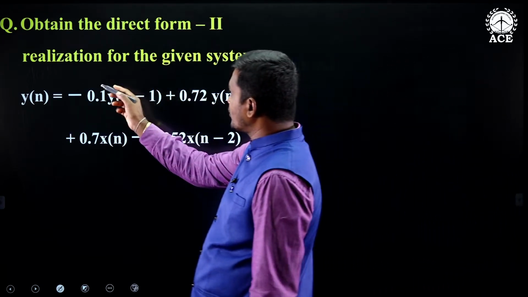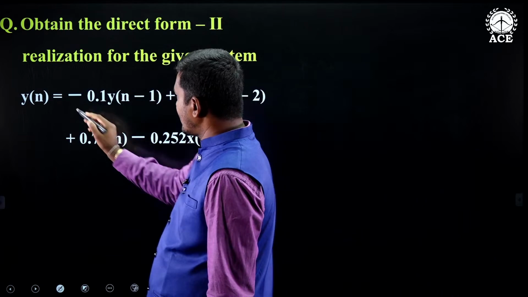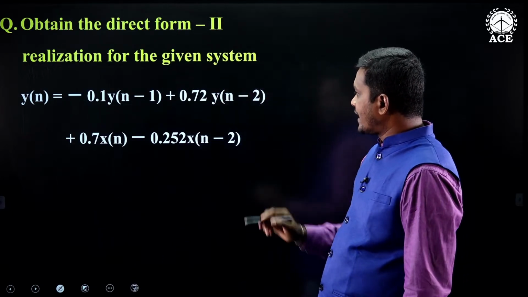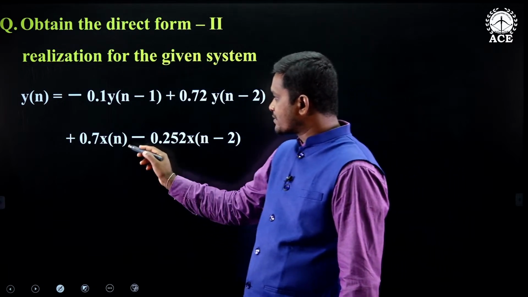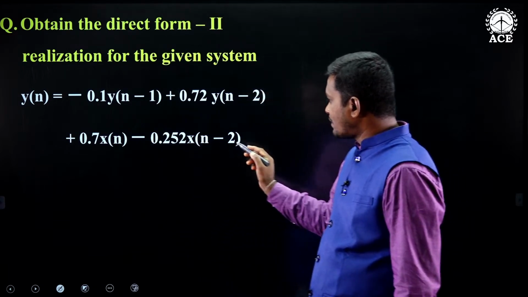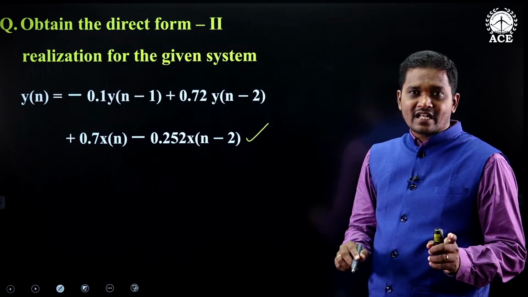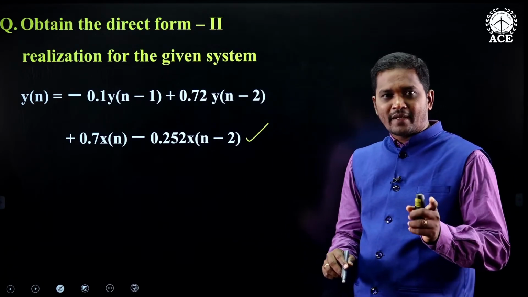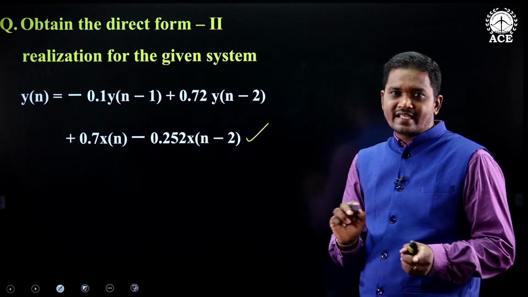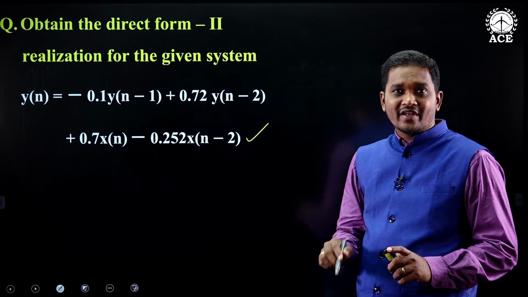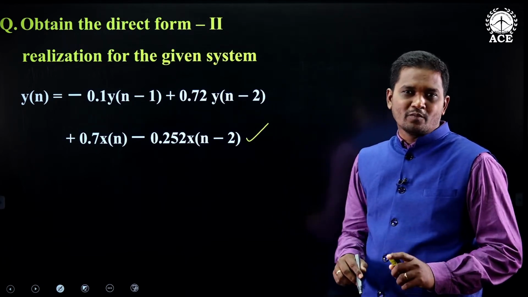Obtain the direct form 2 realization for the given system. y of n equals minus 0.1 y of n minus 1 plus 0.72 y of n minus 2 plus 0.7 x of n minus 0.252 x of n minus 2. The difference equation is given. Here they may give a difference equation or they may give a transfer function. Anything can be given. So here the difference equation is given. We need to realize this by using direct form 2 method.